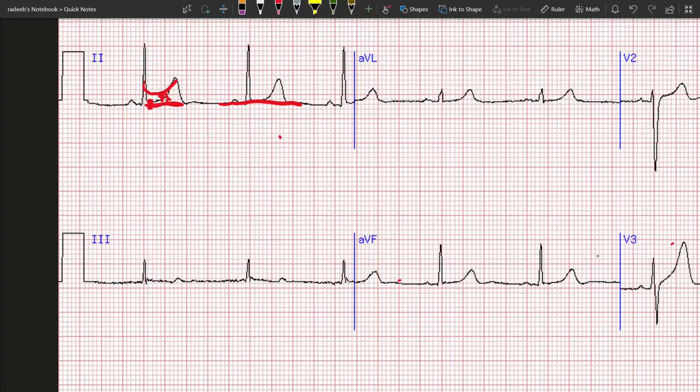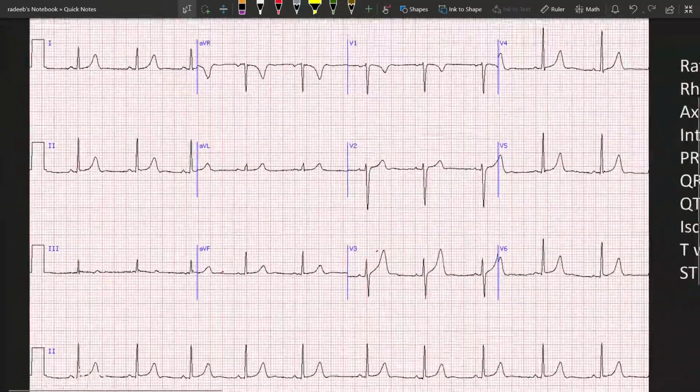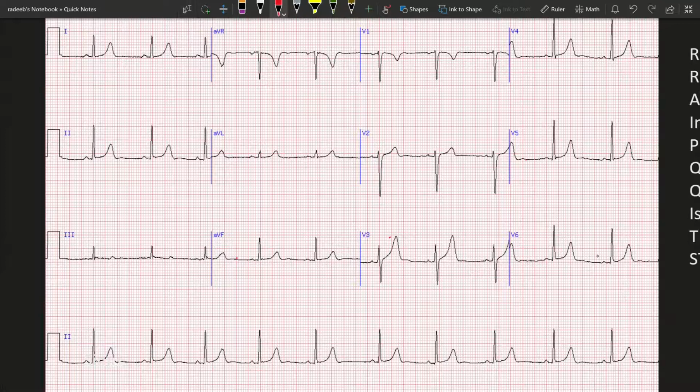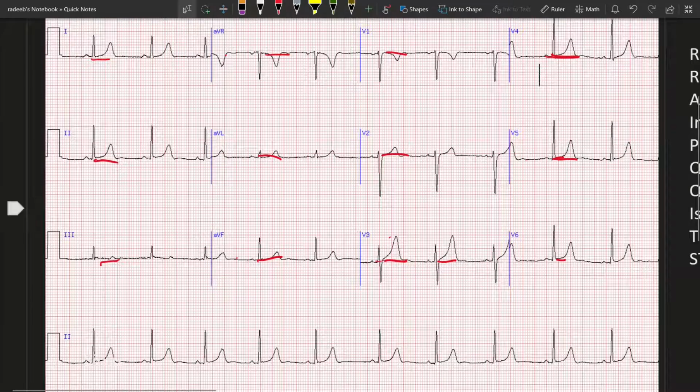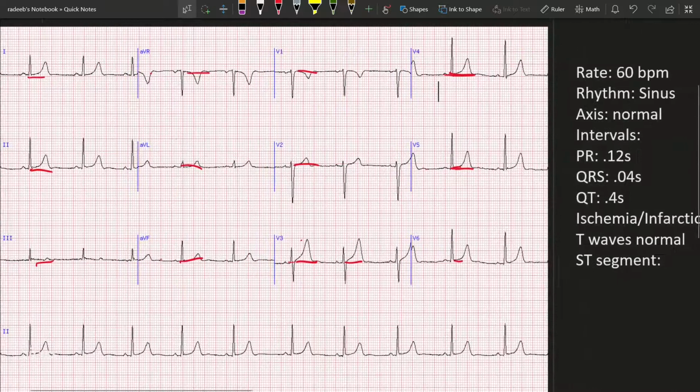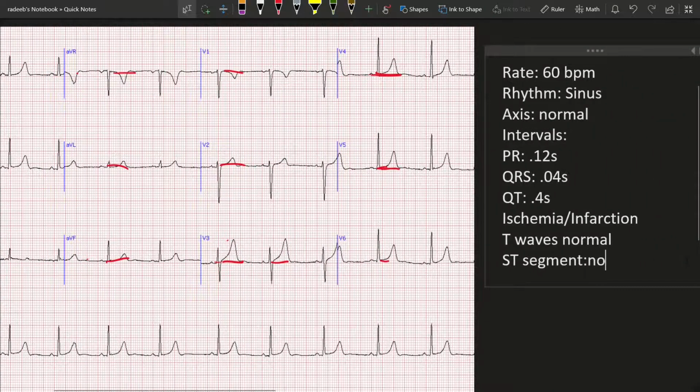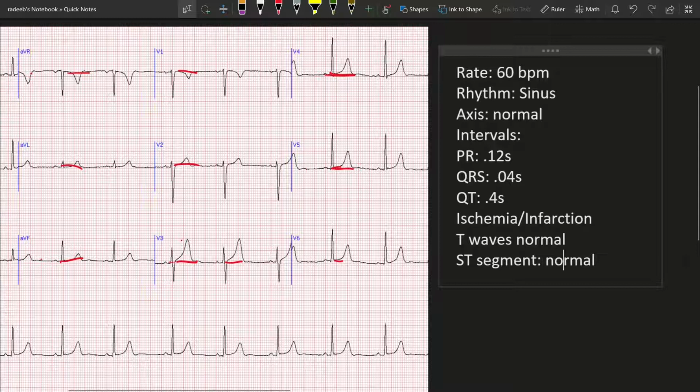And lastly, you want to look for signs of ischemia infarction in contiguous leads, which I will explain in a moment. So let's see here, when we look for the ST segments, this looks normal on all the leads. There might be a little bit of an elevation here, but likely non-specific. So I'm going to say that all the ST segments are normal.